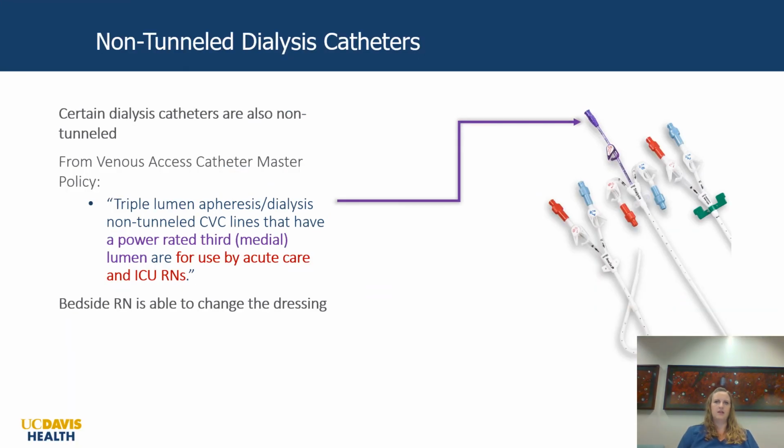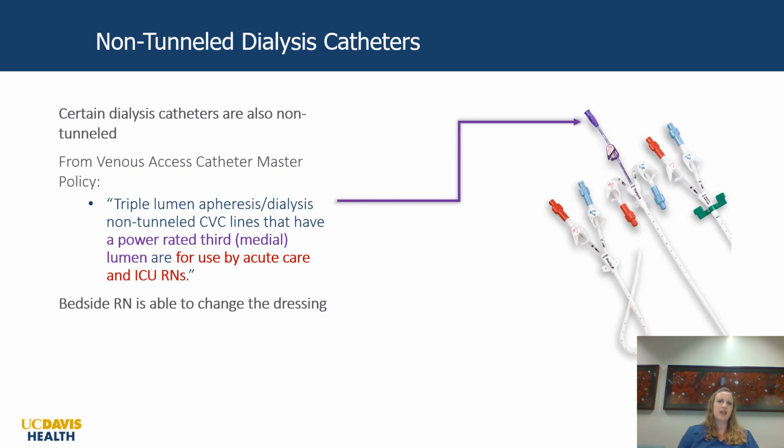Certain dialysis catheters are also non-tunneled, such as the Quinton and the trialysis catheter that you can see here on this slide. According to policy, as a nurse, you're able to use the power-rated third port, which we commonly refer to as the side port, just as you would any other non-central line. So you're going to want to refer to the dialysis and apheresis clinical policy, which is policy 7509, for use, care, and maintenance of these lines.